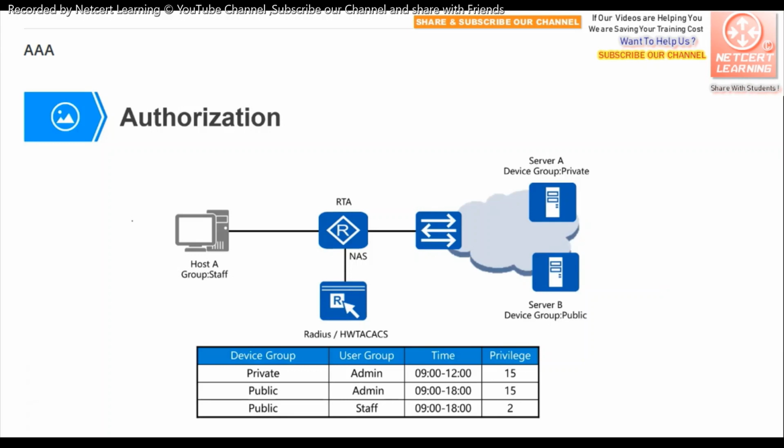And for the users, we can also configure the users into different user groups. For example, they can be admin group or staff group. And we can configure the time range. At different times, we can allow different users to access different device groups. For example, the user belongs to staff group. Between 9 o'clock and 18 o'clock, he will be able to access the public group resources. And his privilege level is 2.